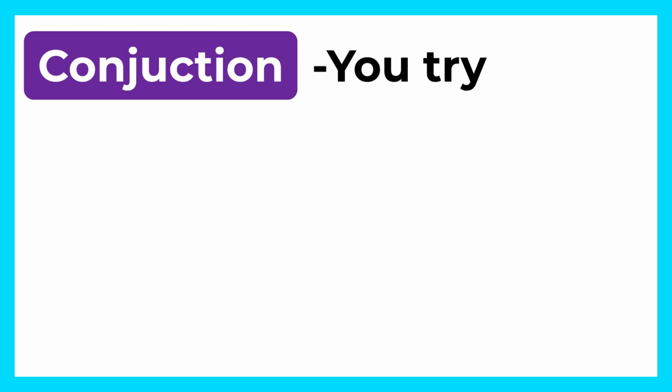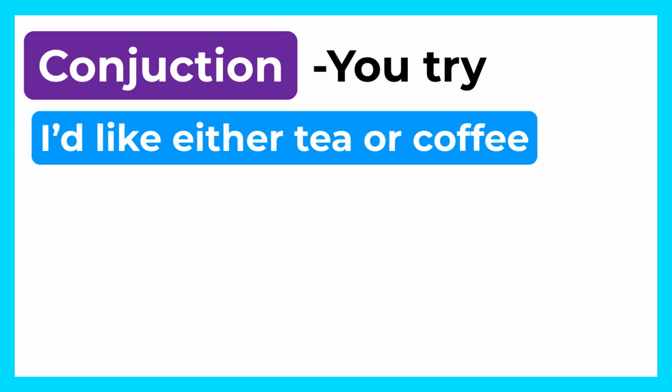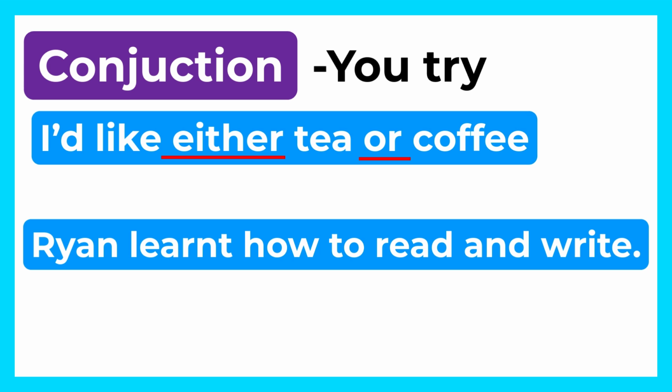Now you try. Read the sentences and identify the conjunctions. Then think which type of conjunction it is. I would like either tea or coffee. The conjunctions in this sentence are either or. These are examples of correlative conjunctions.